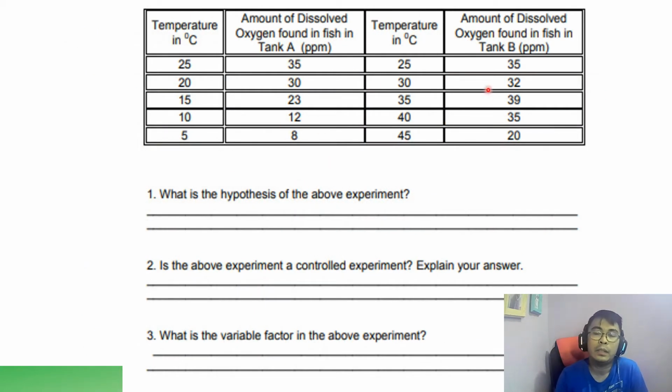After those statements, another thing that is reflected in your module is the table as shown in this video. Table 1 has the data for temperature in degrees Celsius, column 1 rather. Column number 2, we have the amount of dissolved oxygen found in fish in tank A, in parts per million. Column number 3, we have another temperature in degrees Celsius. And column number 4, we have here still the amount of dissolved oxygen, but this time it's for the tank.